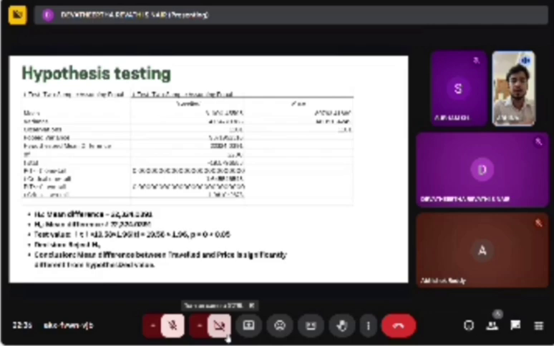Therefore, we conclude that the mean difference between travel and price is statistically significant and is not equal to the hypothesis difference of 22,324.04. In simple words, there is a strong and clear difference between the two variables that cannot be explained by chance. Thank you. Now moving to the next slide.